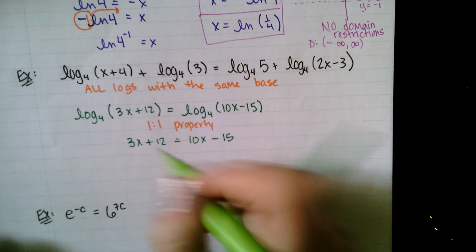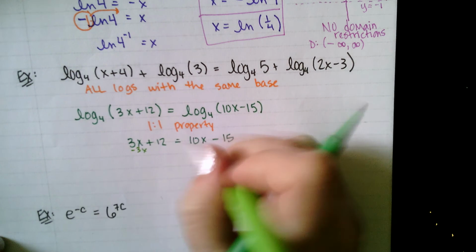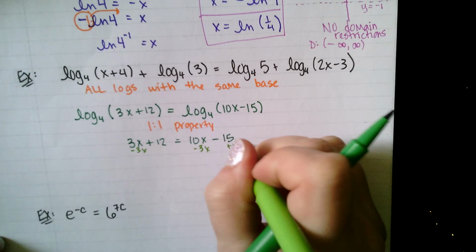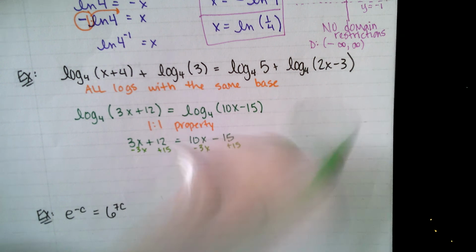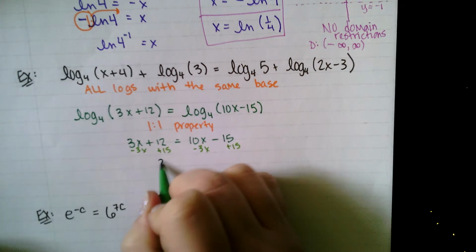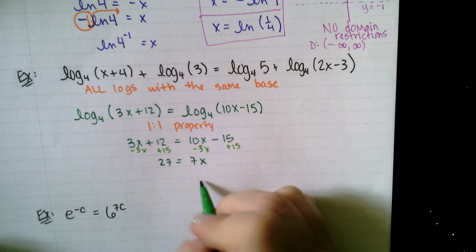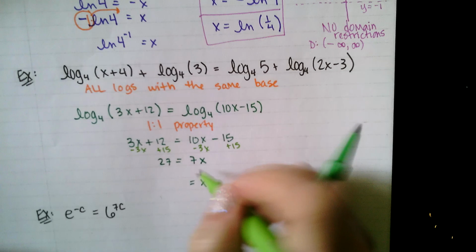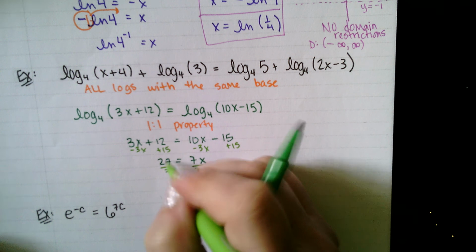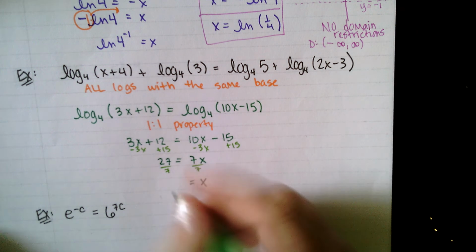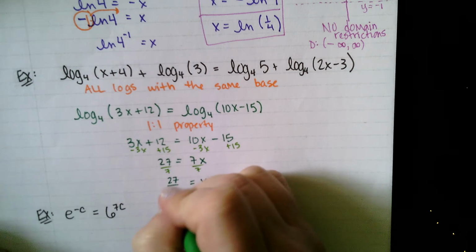So I'm going to go ahead and subtract my 3x over and add my 15. So that gives me 27 equals 7x. Divide both sides by 7, and there's my answer, 27 over 7.